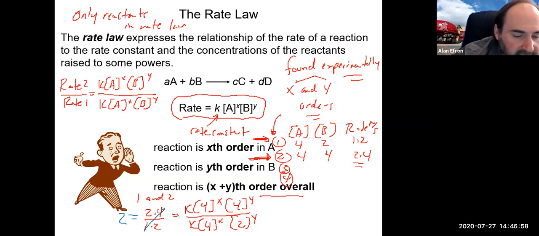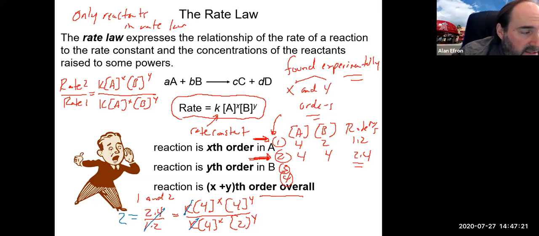Now, when we come to this side, the K on top and the K on the bottom is known as the rate constant. Since it's called the rate constant, that number should be the same, since this is the same reaction that's taking place. Although I don't know what it is at this moment, I do know it's going to be the same and they're going to cancel out.